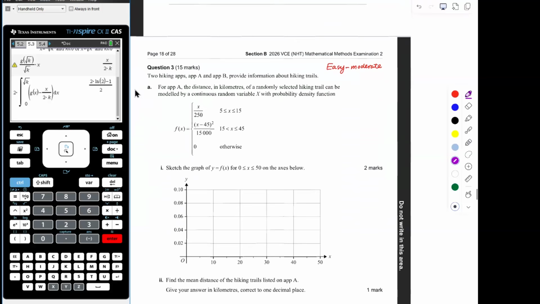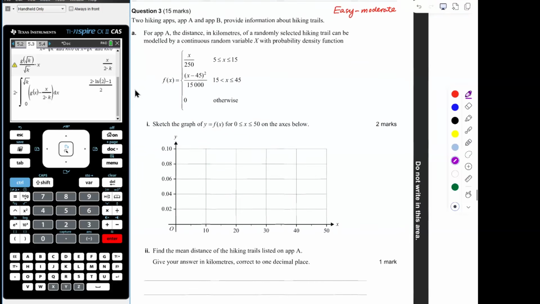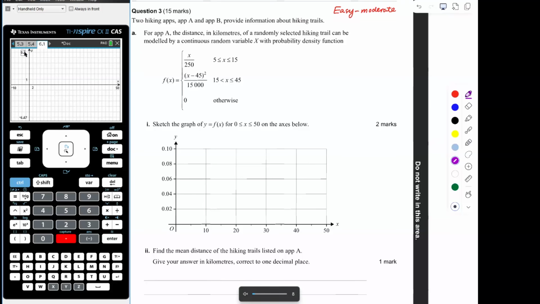And then, question 3. 2 hiking apps, App A and App B, provide information about hiking trails. So we've got this function. Let's do it this way. Firstly, we want to sketch the graph, so I make this 50. Don't care about this bit, can just ignore that. Put a 0.1, 0.1, and also I'll put just 0. Then I'll put a 10 over there, a 10 over there.